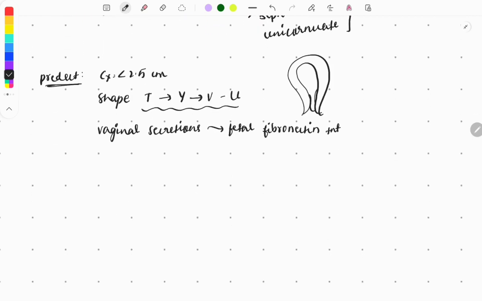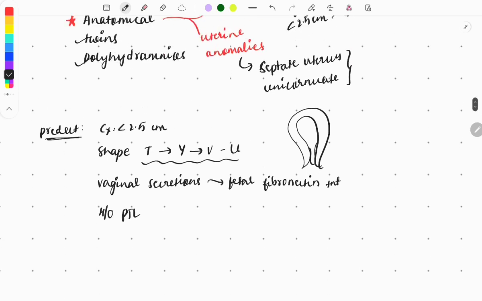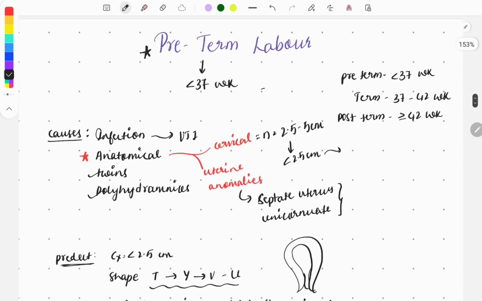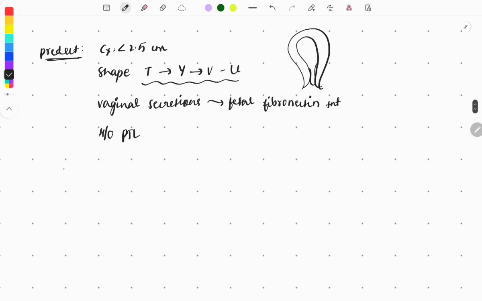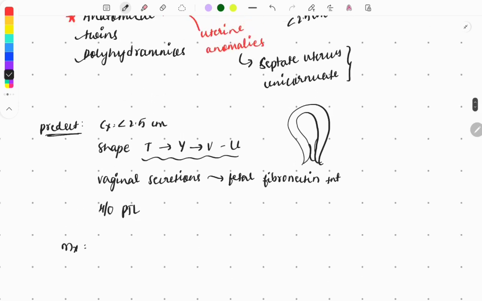Then another important thing is the history of preterm labor. So if there was a history of preterm labor in the female, then the next pregnancy also can be a preterm labor. Then moving on to the management, how will you manage if there is preterm labor?